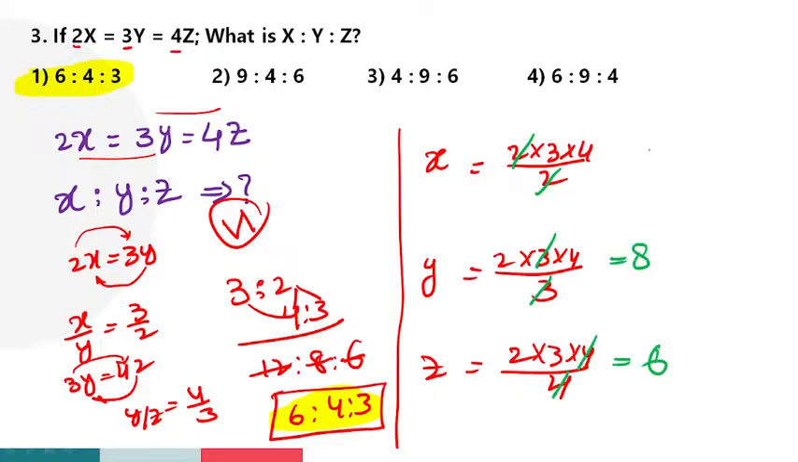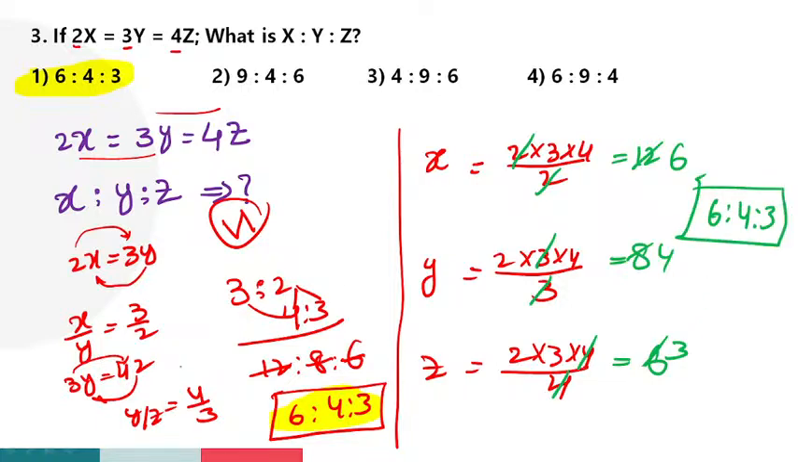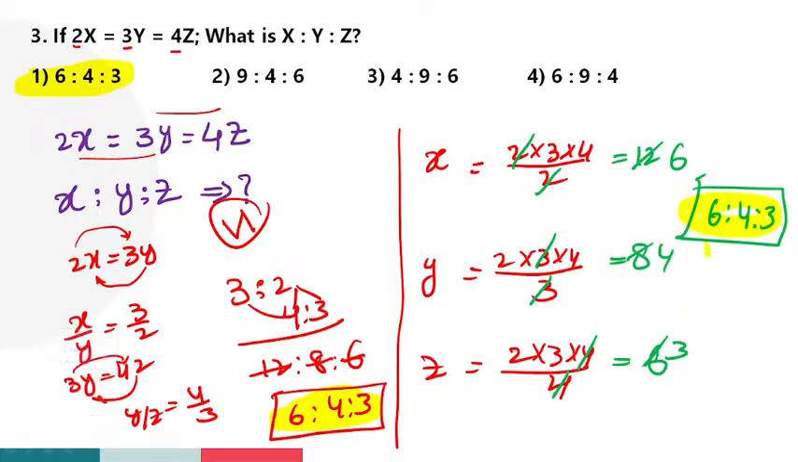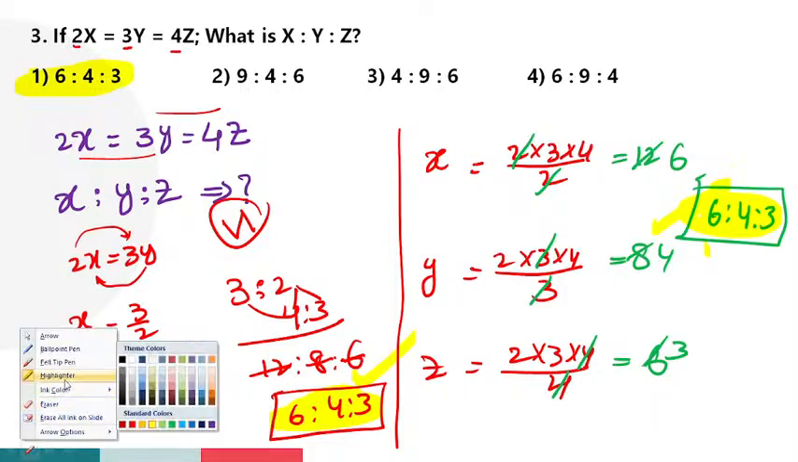2 4s are 8. 2 3s are 6. 4 3s are 12. Let me calculate. 2 6s are 12, 2 4s are 8, and 2 3s are 6. The final answer here is 6 is to 4 is to 3, guys. So if you follow this procedure, you will get the same answer. If you follow the first method, you will get the same answer.